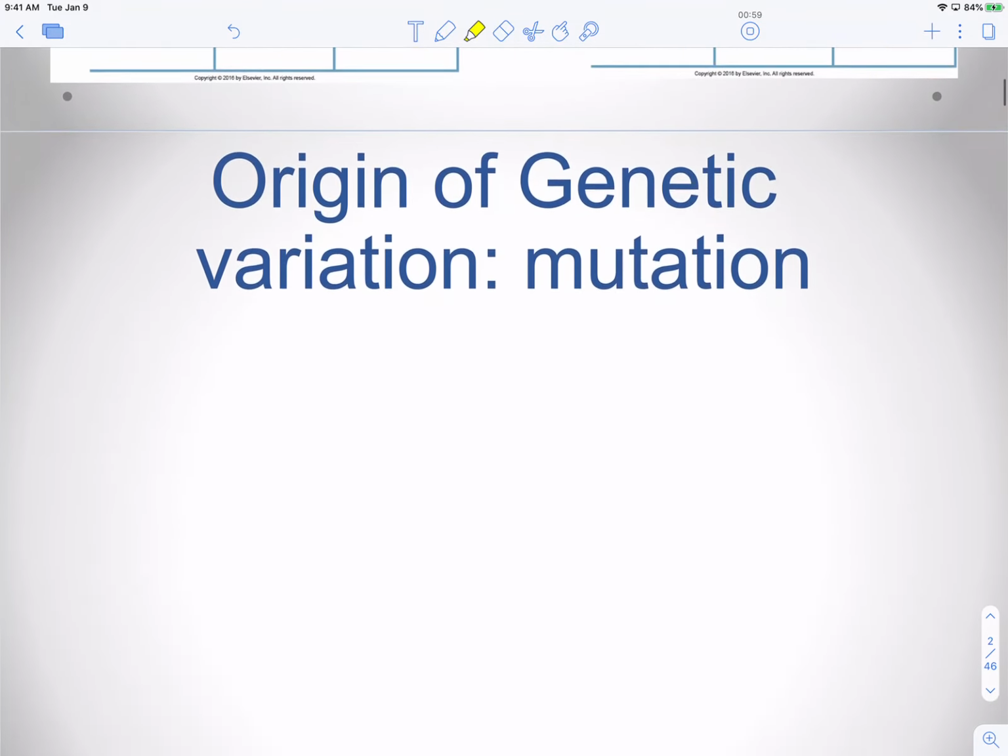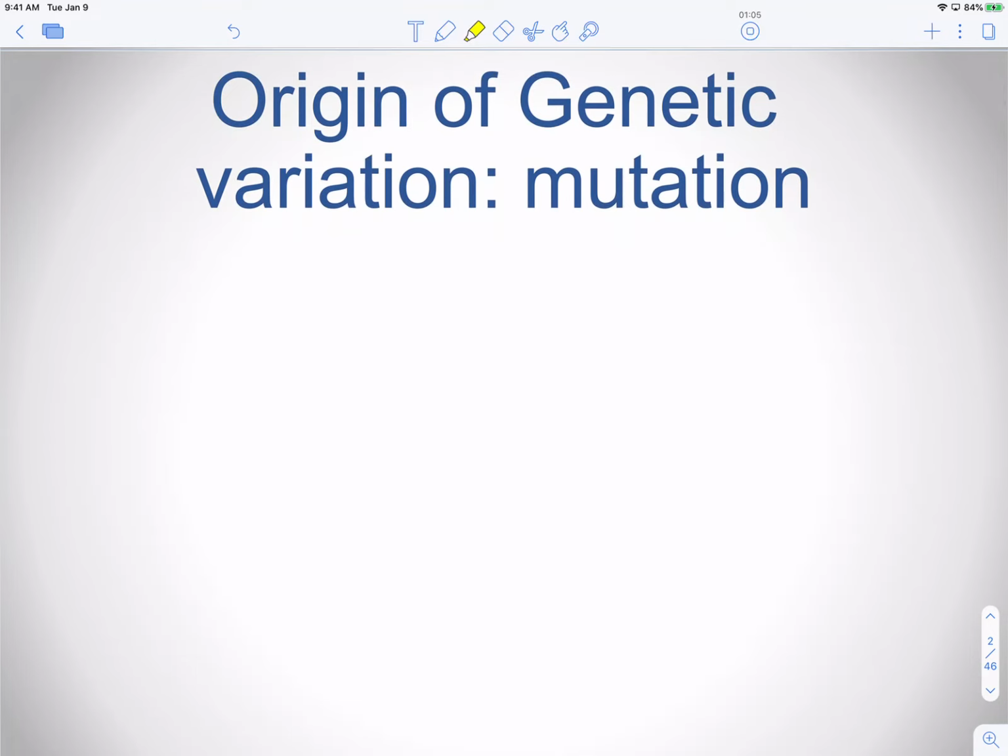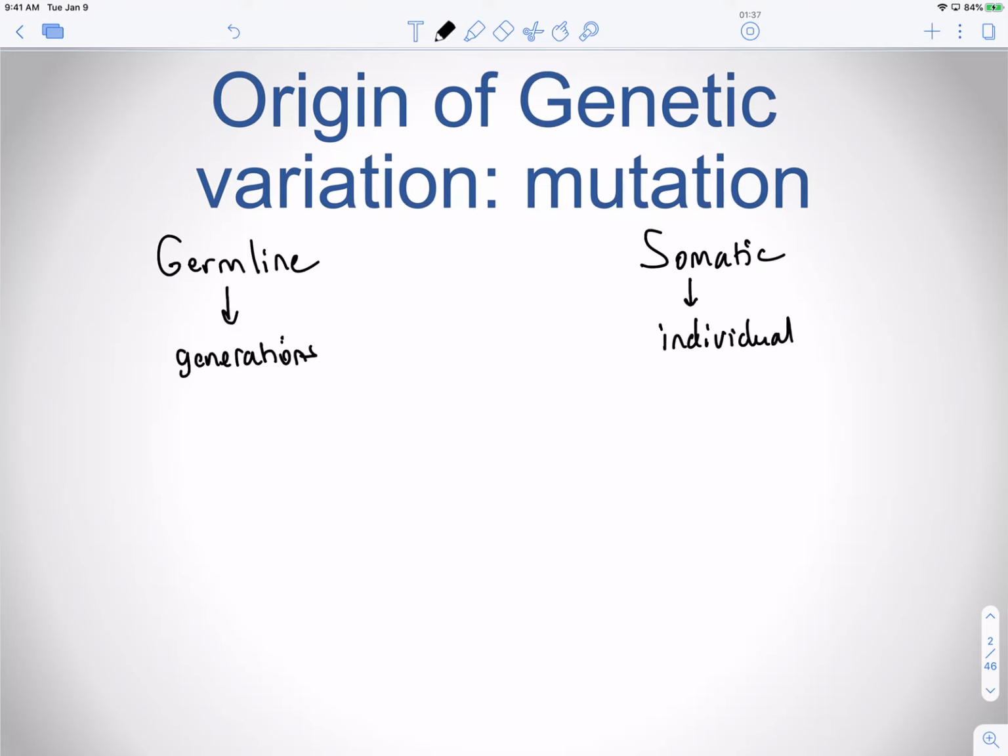Now we want to talk a little bit about the origin of genetic variation or mutations, and so we can think of this in terms of two different areas. One is, of course, the germline, what gets passed on from generation to generation, and the second is what happens spontaneously or sporadically, which is somatic mutations. So in the germline, of course, this will be passed through generations. And then somatic is going to be at the level of the individual and has a potential also for cancer, of course.